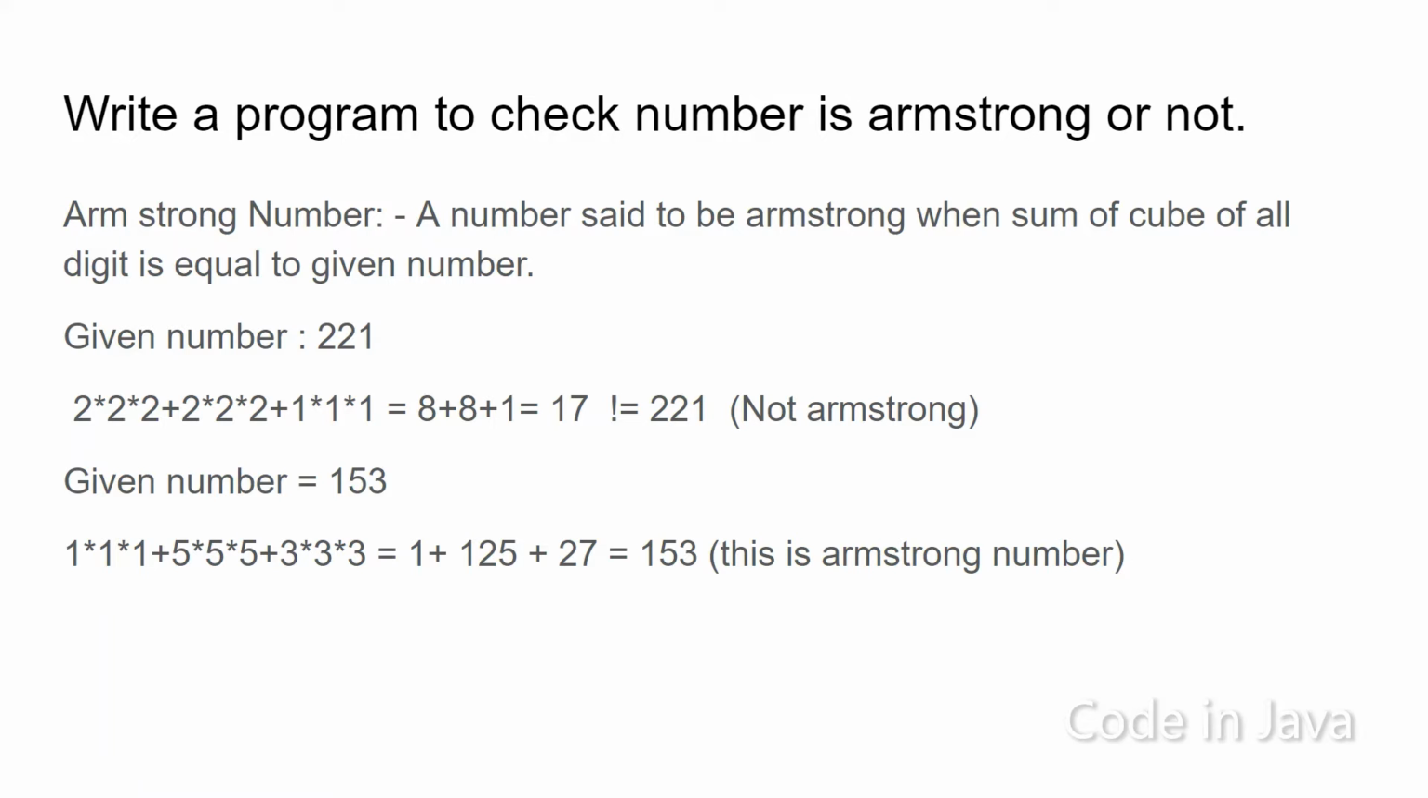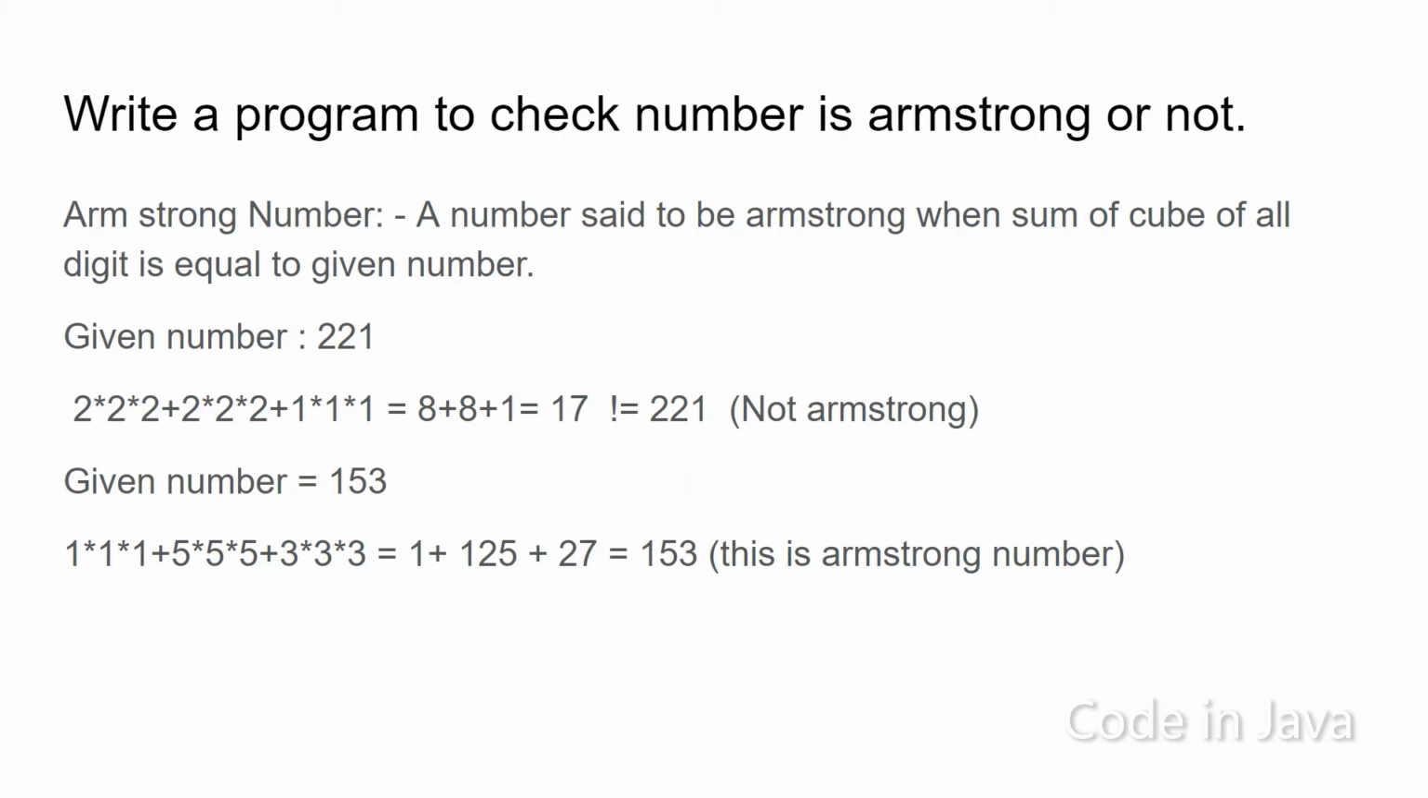Today we are going to write a program to check whether a given number is Armstrong or not. So first we will know what an Armstrong number is. A number is said to be Armstrong when the sum of the cubes of all its digits is equal to the given number. Let's see with an example to understand it clearly.